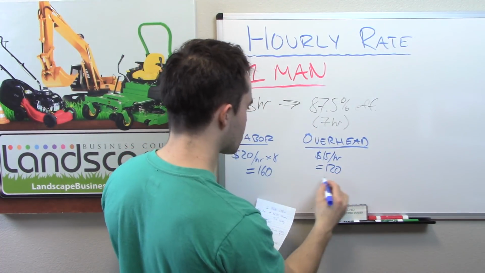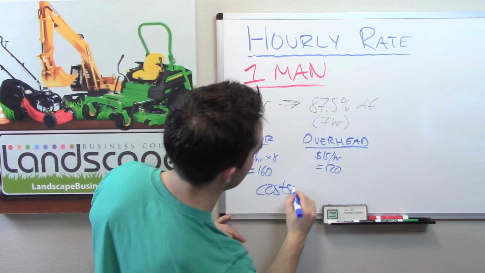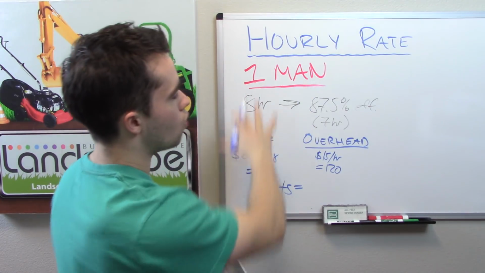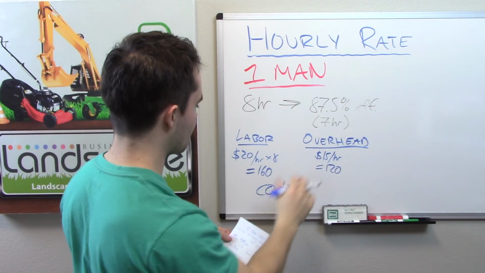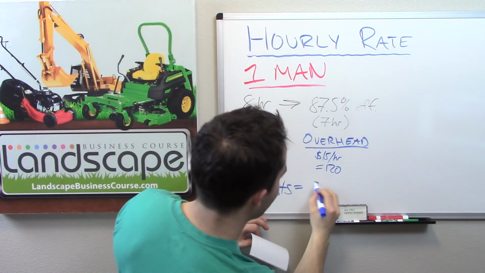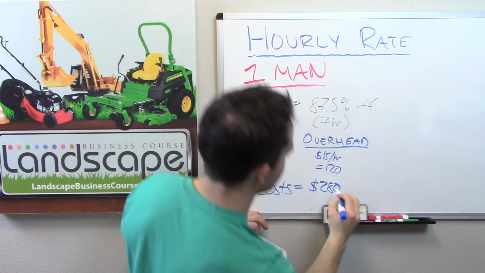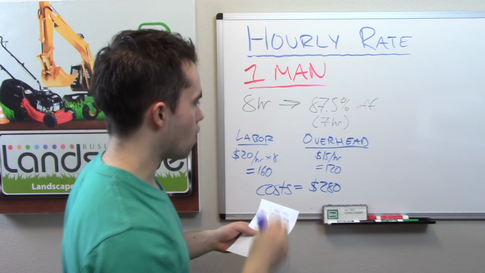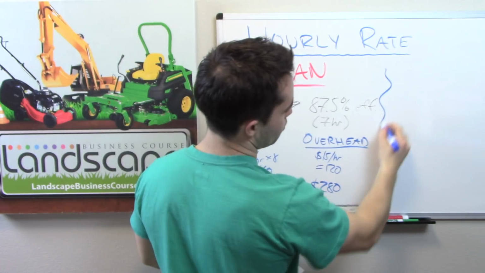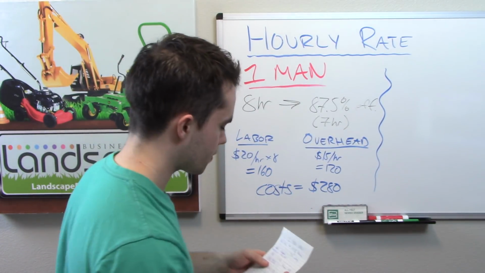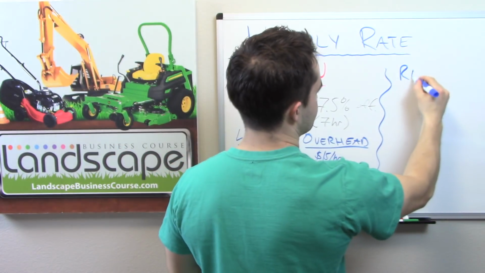So if you look at the total costs for this one-man crew to operate, remember there are two costs involved here, labor and overhead. We've got a cost of $280 for this individual to be working, all right? So what I'm going to do now is look at the revenue that this one employee, this one-man crew, is generating. So over here we've got revenue.